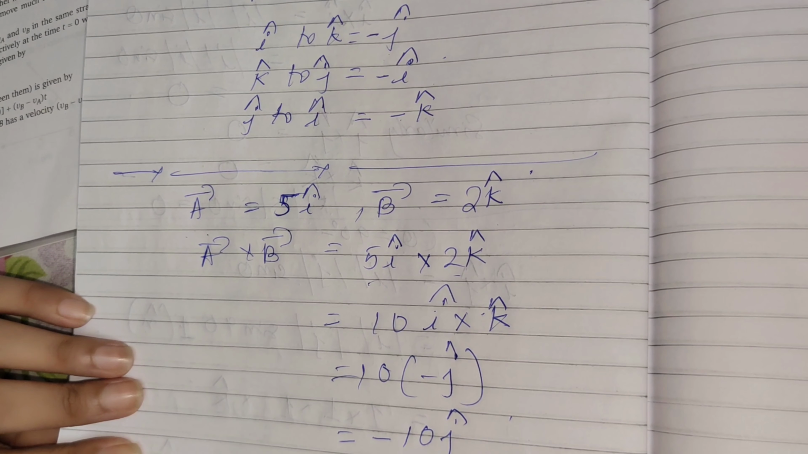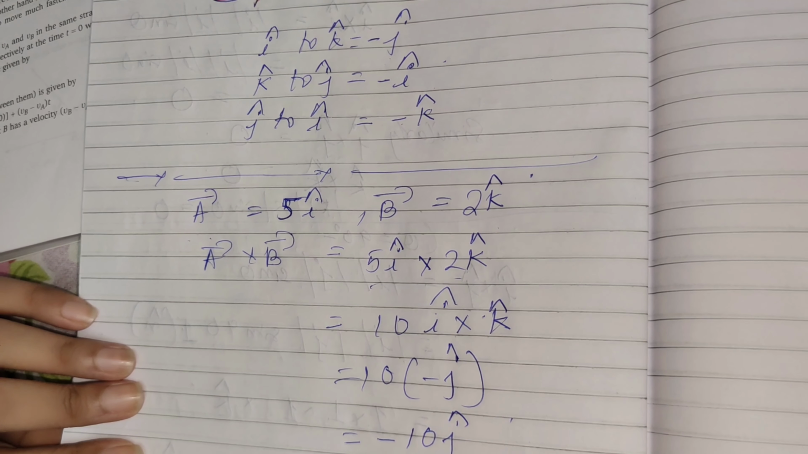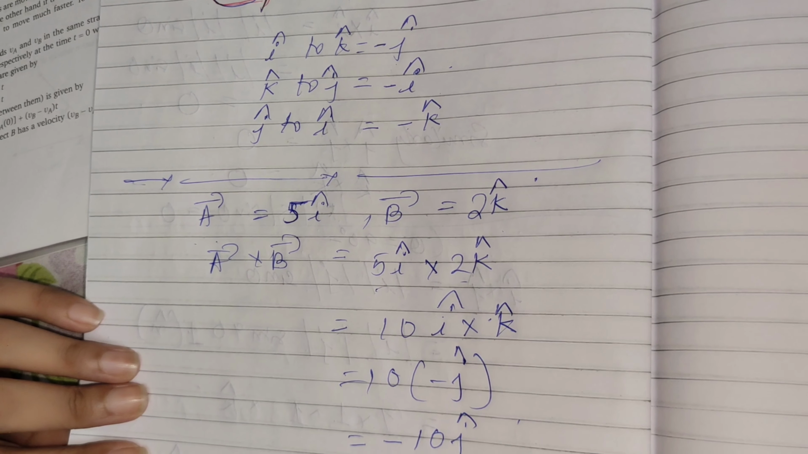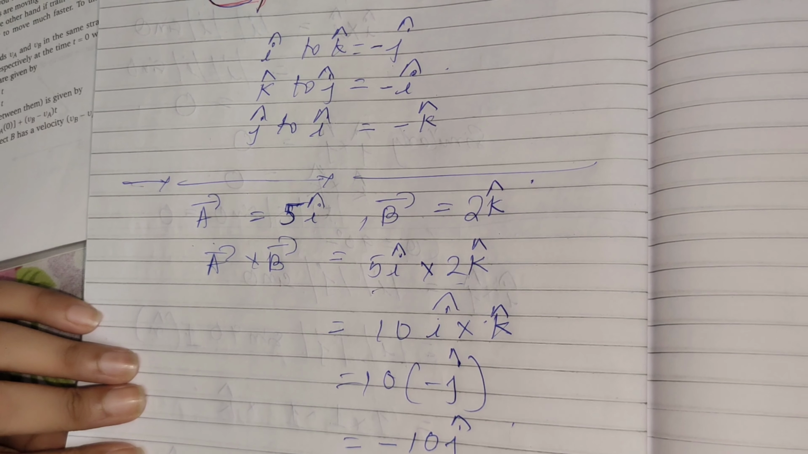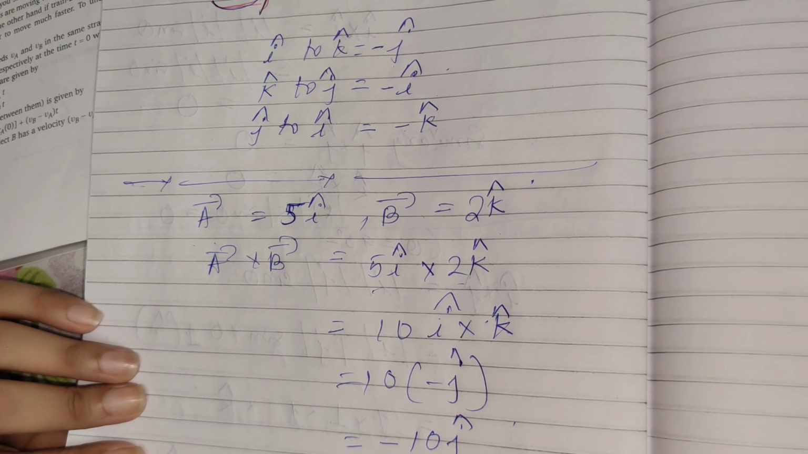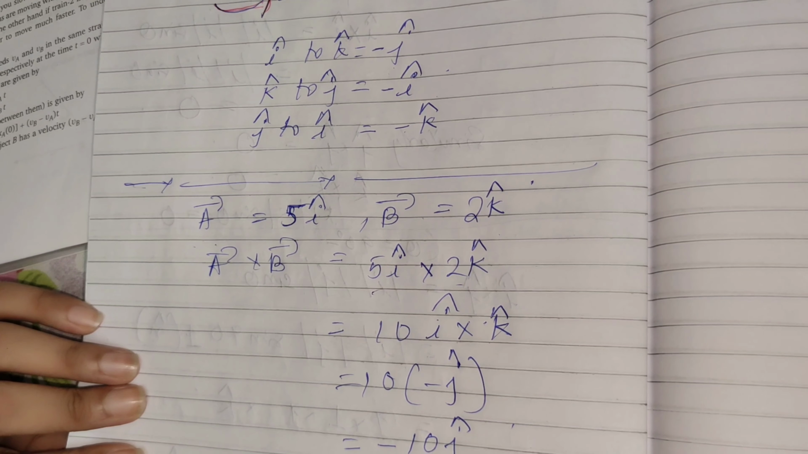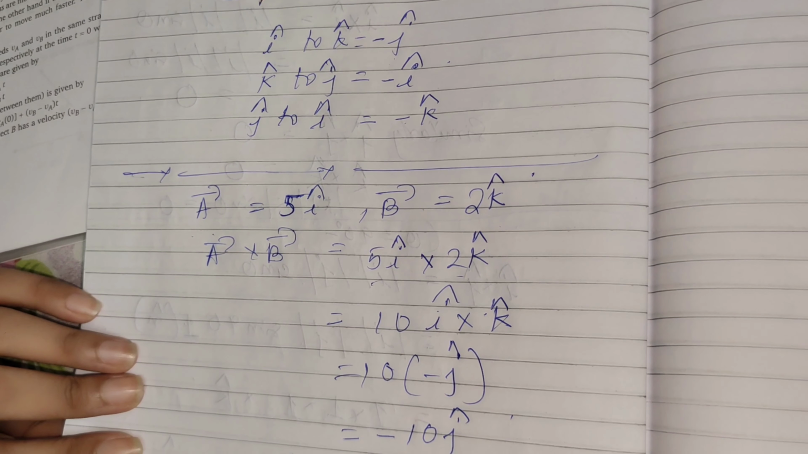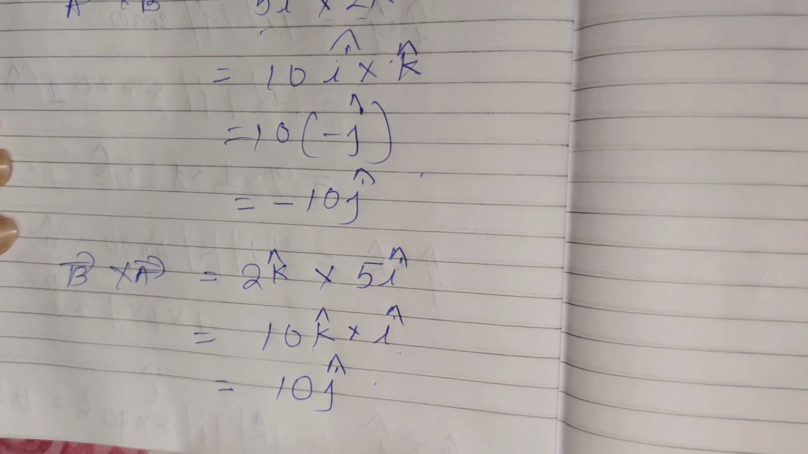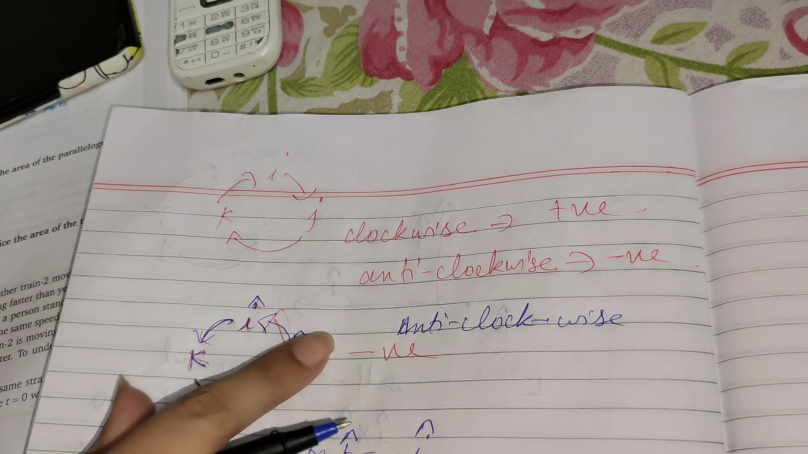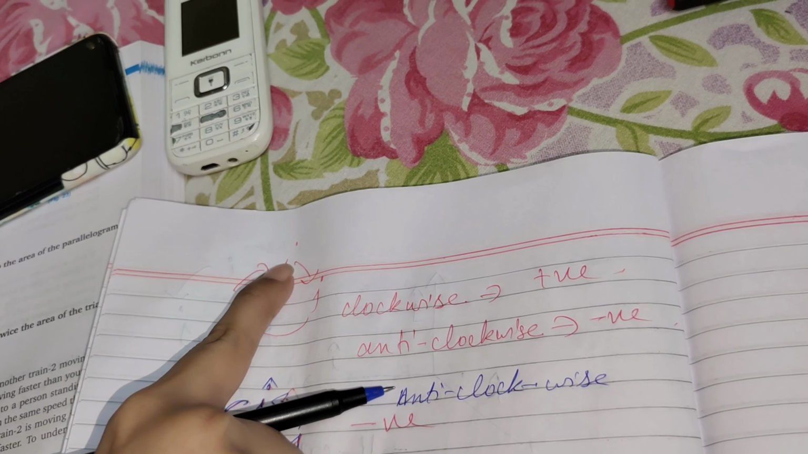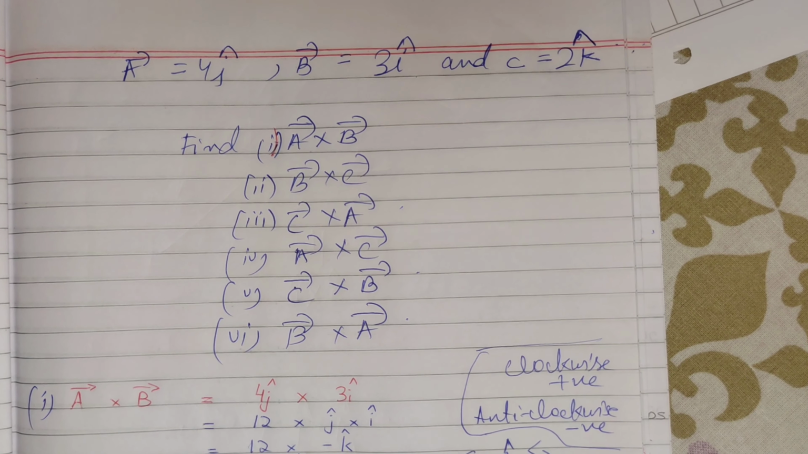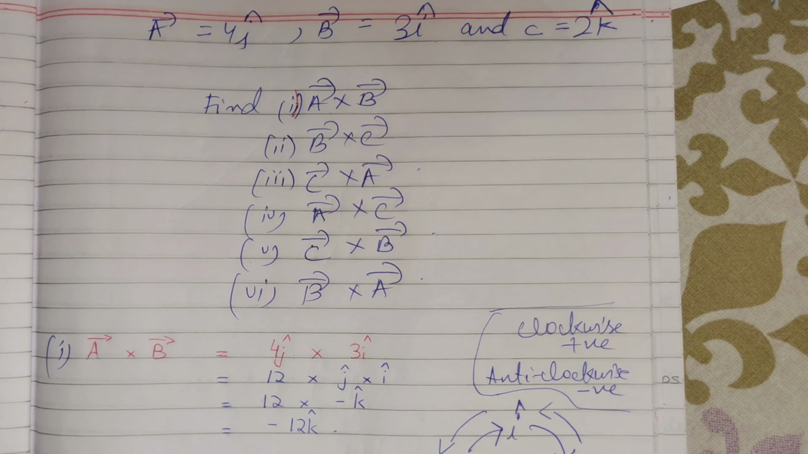What would be B cross A now? Let's find out B cross A. B is 2 K cap into 5 I cap. So it would be 10 K cap cross I cap. This time it would be 10 J because K cross I is J, right? K cross I is J. Okay.